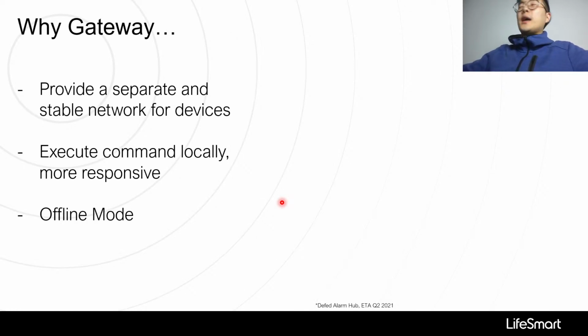So why a gateway? It provides a separate and stable network for devices. It can also execute commands locally, so the control is more responsive. And as I mentioned, it supports offline mode. What is offline mode? If the internet is down, it can still control the devices from the local network. So this is its offline mode.